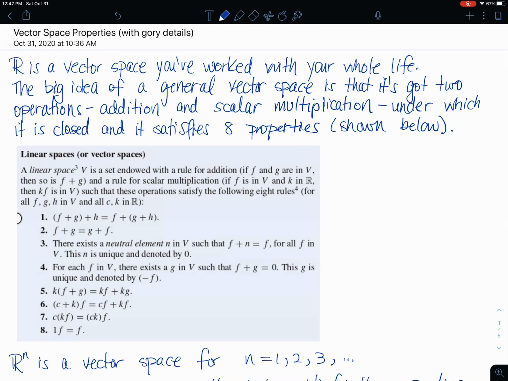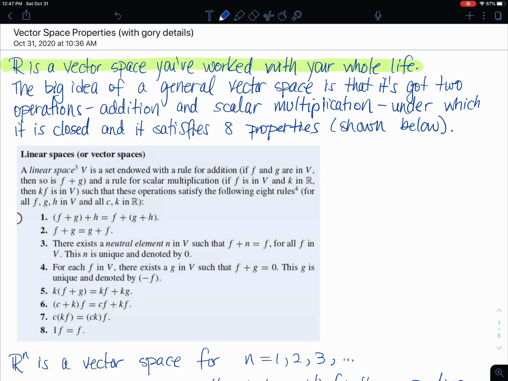We are going to show some gory details here so that we don't have to do it again. And then you'll see that the gory details are inherited by R, which is a vector space you've worked with your whole life. So I just want to remind you that everything is really getting the properties. All these vector spaces we're going to talk about have underlying it. They're all built on R.